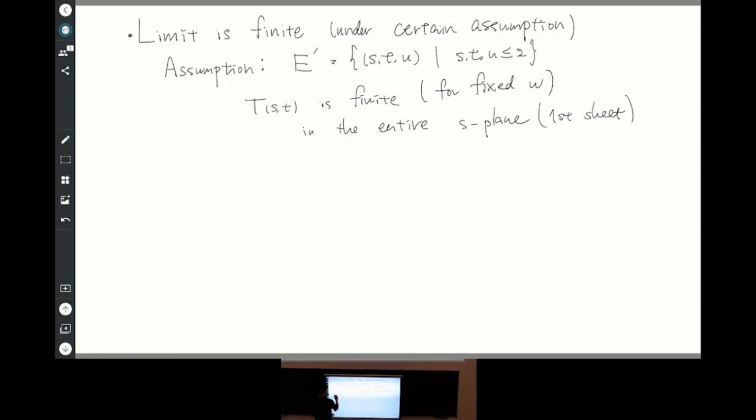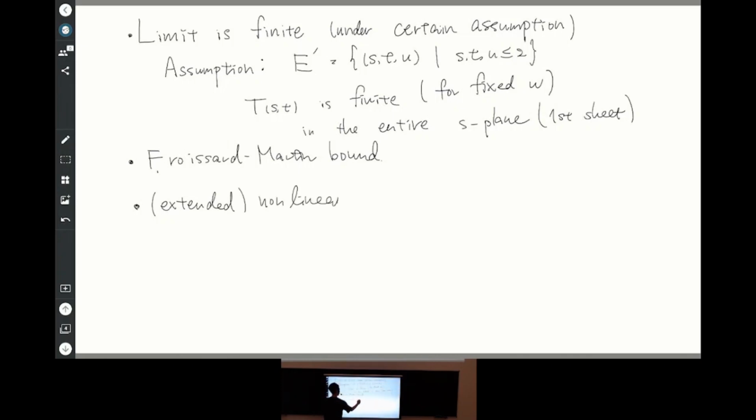Using this, another thing they could establish was that they could rederive the Froissart-Martin bound about the high energy behavior of the amplitudes. I don't have time to explain what that is, so this is more of a comment for those who know it. Another important thing they could establish was extended nonlinear unitarity.